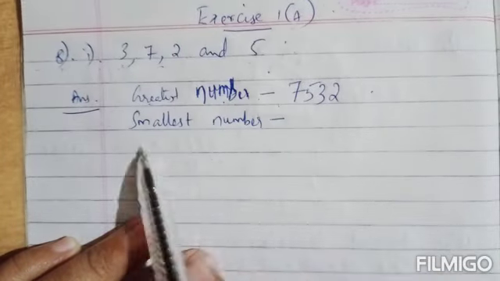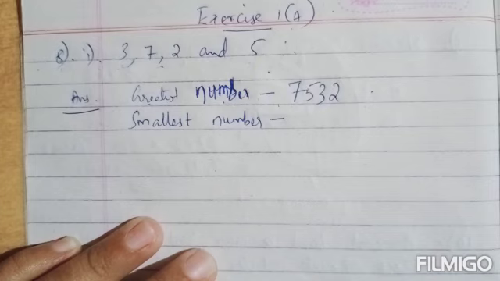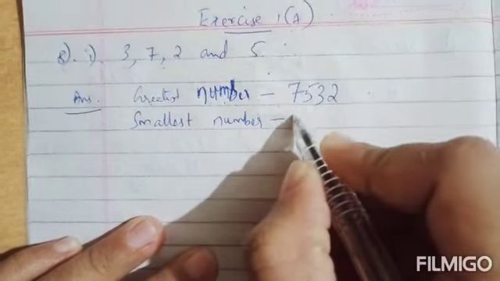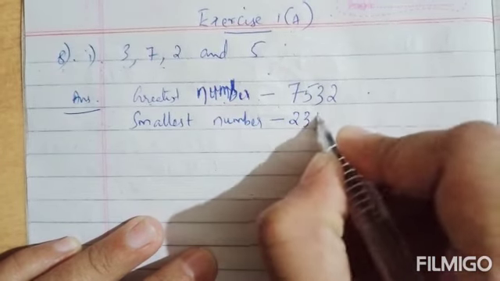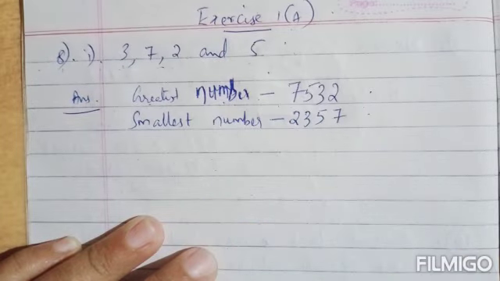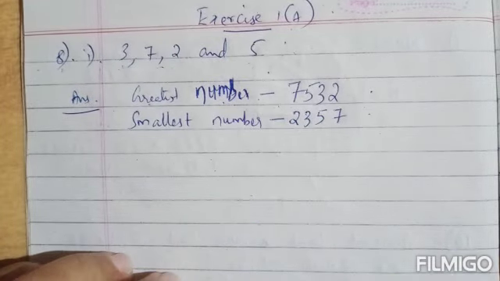Okay, now in order to form the smallest number, just arrange the given digits in ascending order. So in ascending order, first write the smallest number: 2, then 3, 5, 7. So 2357 is the smallest 4-digit number possible.